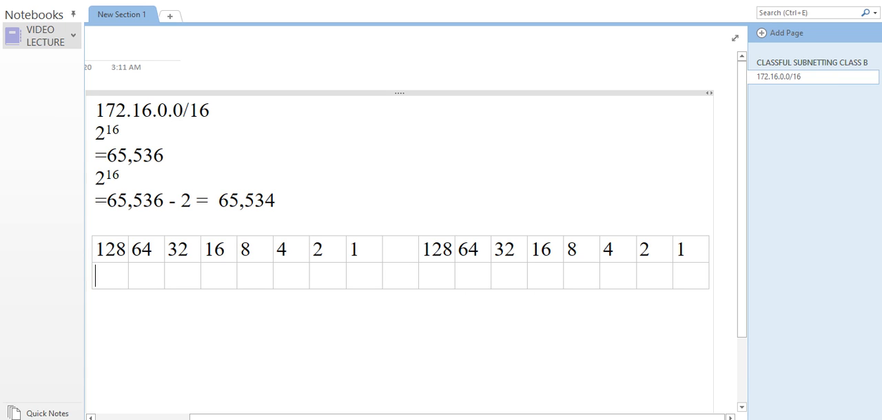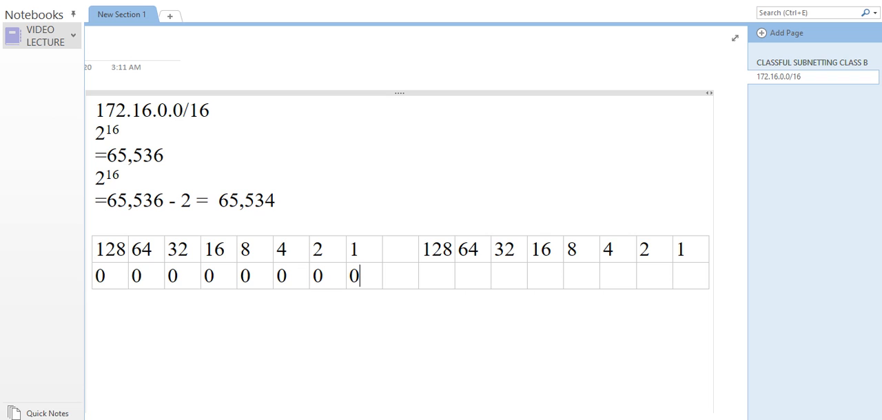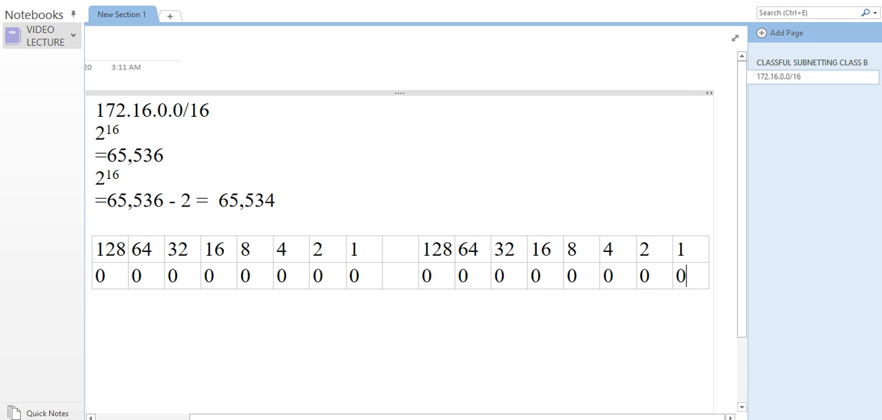Do this. So we're gonna have to convert those zeros into binary. Alright, so putting them in binary, that is it. So this is with your network. So now we have to verify our network address.